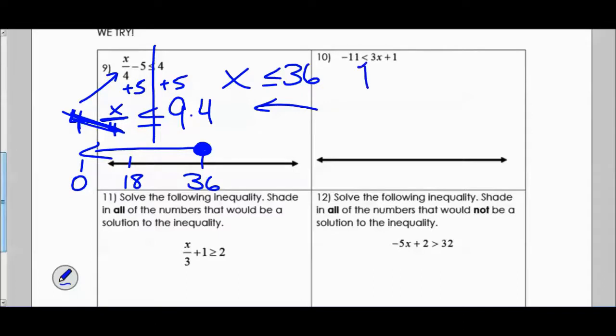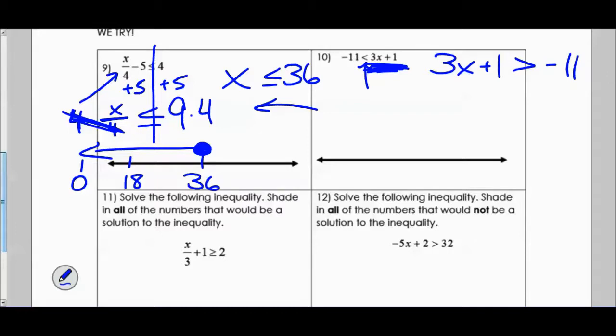We want to flip the sign, but we don't want to change the order of any of the operations. We want to keep every operation the same. I'm going to keep this exactly as it is. I'm going to rewrite that as 3x plus 1, flip the sign, and rewrite that just as negative 11. I think this is easier to solve. If you want to keep it the other way, you can. You just have to be mindful of graphing it and thinking about the solutions.